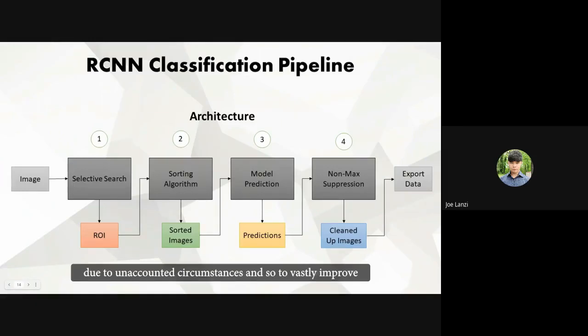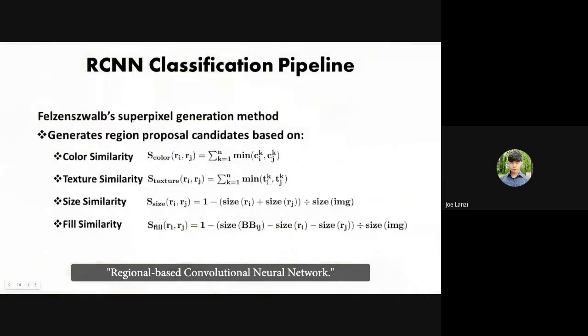And so to vastly improve the accuracy, a modified brute force method is used in conjunction with a faster method. This is called a regional-based convolutional neural network. The backbone of this deep learning pipeline involved Felzenszwalb superpixel generation method, which creates a selective search algorithm that filters an image by utilizing a series of equations that divides an image based on color similarities, texture similarities, size similarities, and fill similarities.